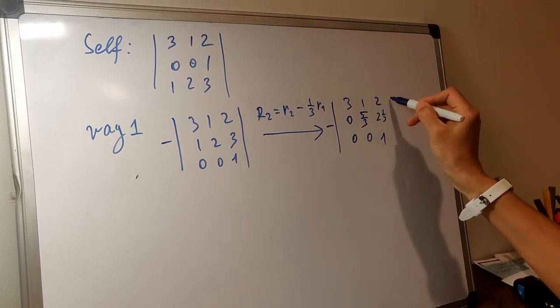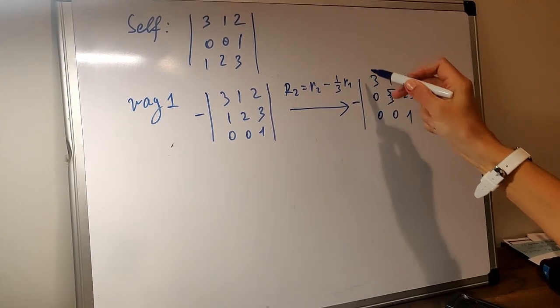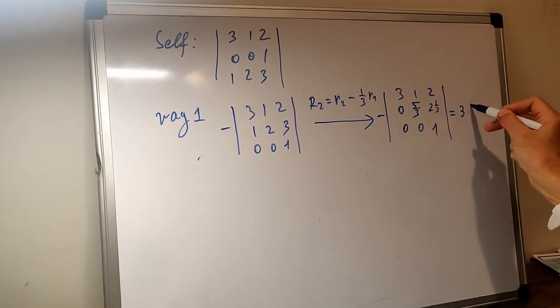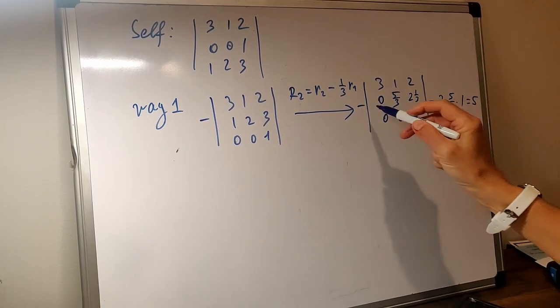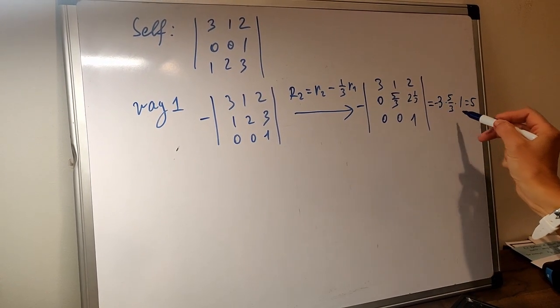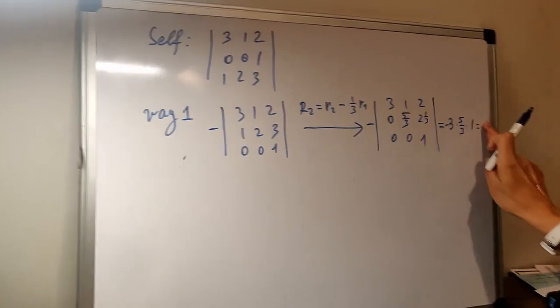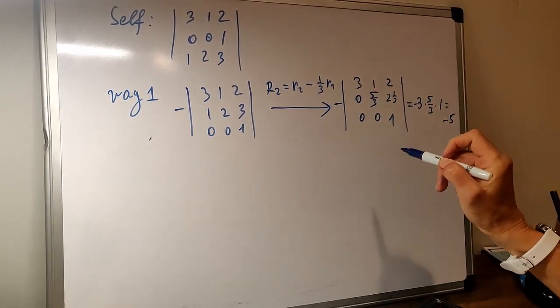0, 0, 1. And the product of the diagonal elements is going to be 3 by 5 over 3 by 1, which is going to give us 5. And I'm forgetting about this minus, so I'm going to put a minus here, minus 5.